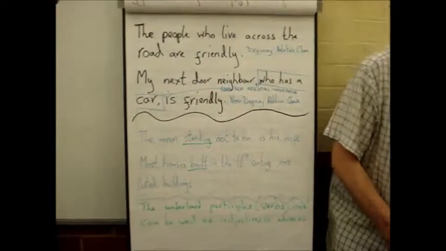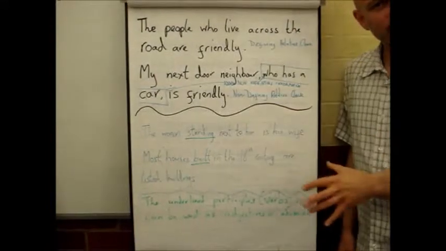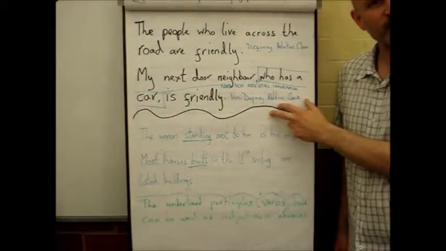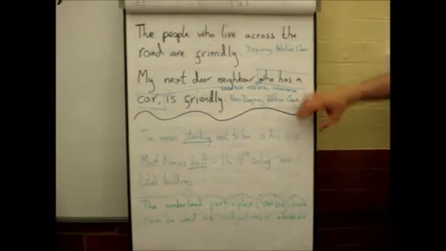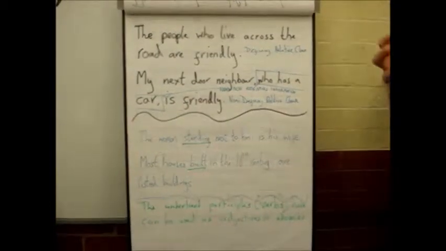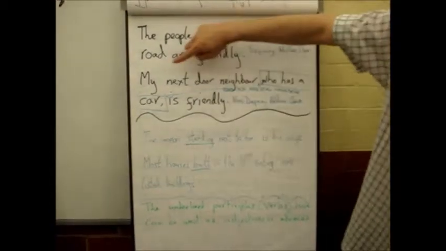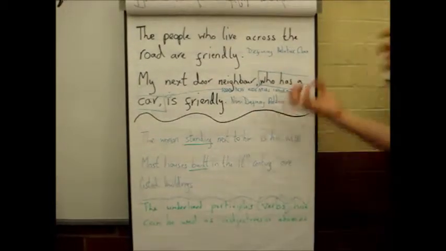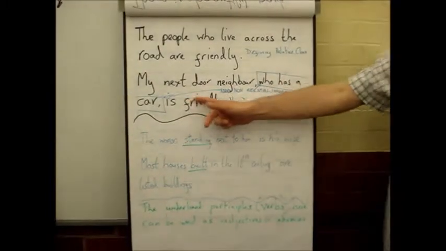Good. Okay. So welcome back everybody to upper intermediate lesson number 6. We were looking at a couple of really important things today. Defining relative clauses and non-defining relative clauses. If you have a non-defining relative clause, it adds a piece of information that is not important, not essential. So here's the example. My next door neighbour, who has a car, is friendly. You can take out that piece of information and the sentence is still good. My next door neighbour is friendly.